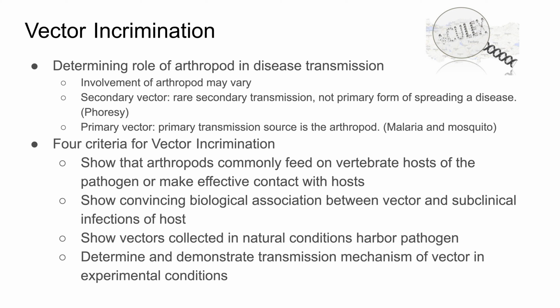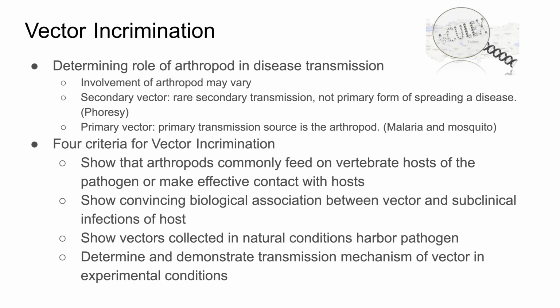And so, how do we make sure that we've got the right vector? How do we ensure what criteria has to be met in order for a specific arthropod to be considered disease carrying? So how involved is the organism? We have to think about that, right? We have to think about a secondary vector.